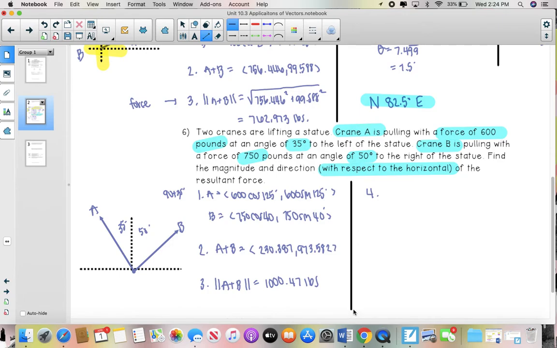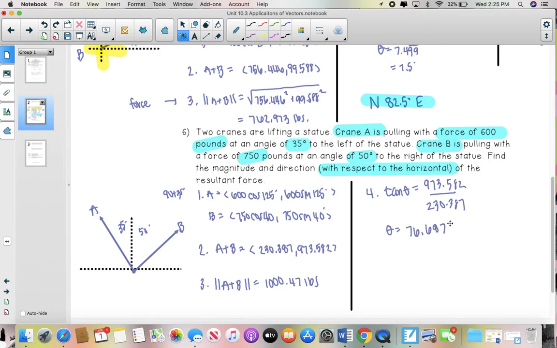Okay. Step number 4, you're going to then find the angle. So we're going to do tangent of theta, and it would be 973.582 over 230.387, and theta is going to be inverse tangent of that. I wish my graphing calculator had like a Siri on it, so it hears me saying it and then it just calculates it. I guess I could have Siri do that, but I just don't want to deal with Siri. 76.687 degrees.